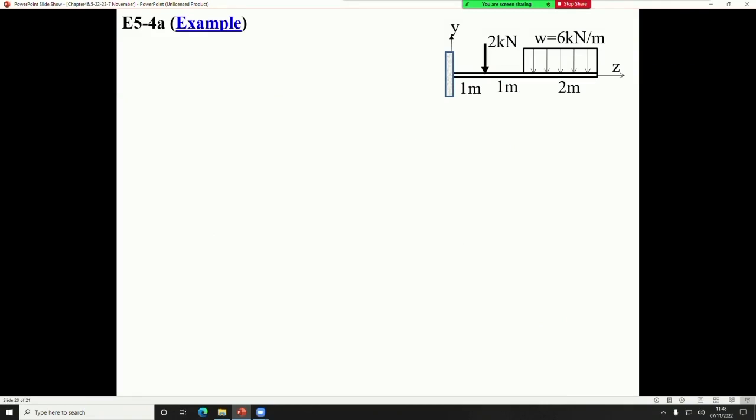Could you quickly write the general equations for this example, please? What shall we write for the distributed load? I start with the reaction force. What is the reaction force in the support? Can somebody tell me? Yes, please. 14 kilonewtons. Excellent. What is the reaction moment at the support?